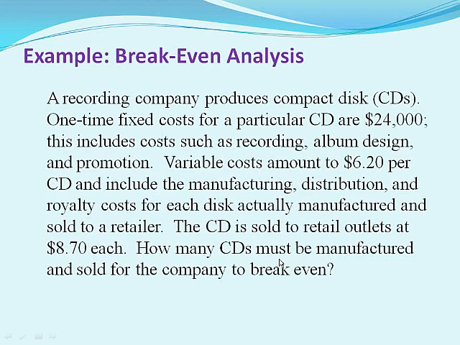Example, break-even analysis. A record company produces compact discs. One-time fixed costs for a particular CD are $24,000. This includes costs such as recording, album design, and promotion. Variable costs amount to $6.20 per CD and include the manufacturing, distribution, and royalty cost for each disc actually manufactured and sold to a retailer. The CD is sold to retail outlets at $8.70 each. The question is, how many CDs must be manufactured and sold for the company to break even?